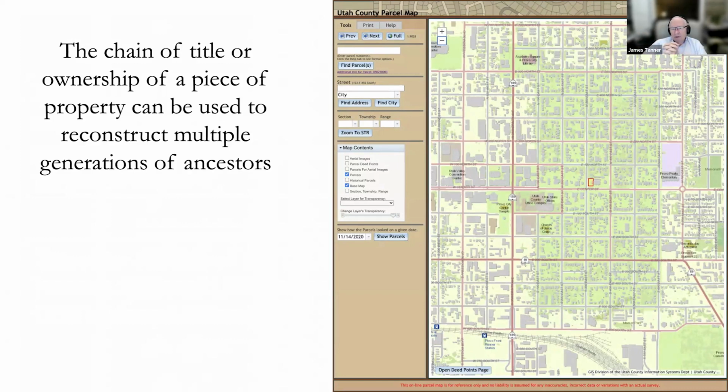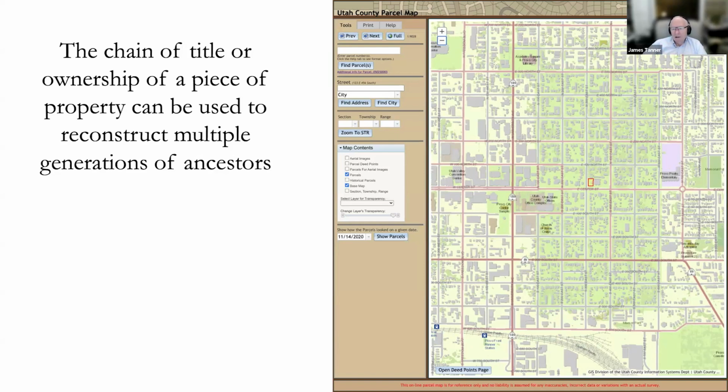You can use that to reconstruct multiple generations of ancestors. If you find some original property, or even a current property, and you learn who sold the property, where they got the property, whether it came through a probate or from a relative, a parent, then you are back another generation. And if you look for the property back further, you may be able to trace this back to the original settler in whatever place the property occurs.